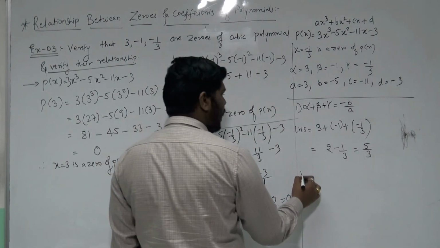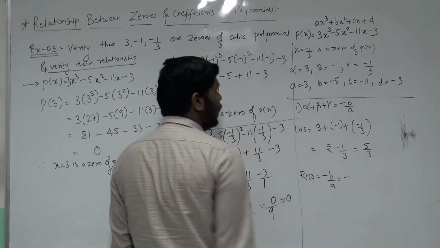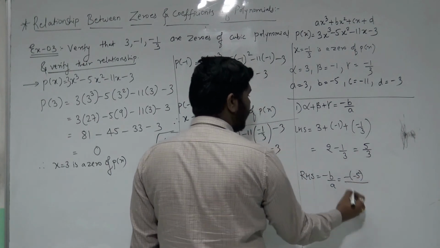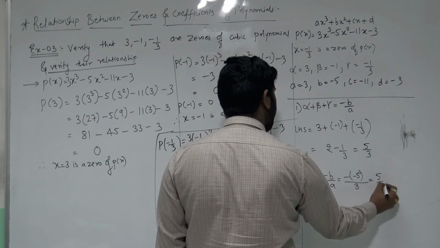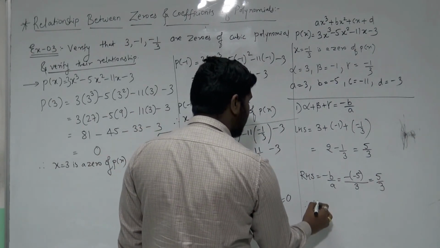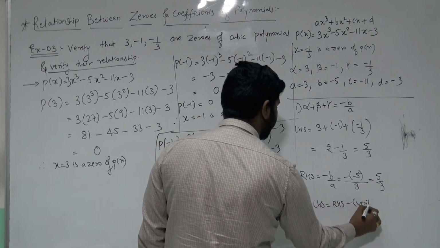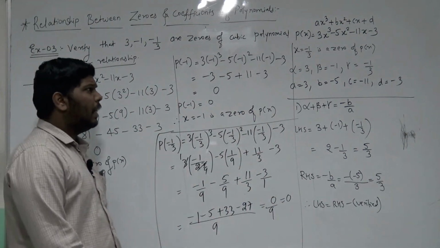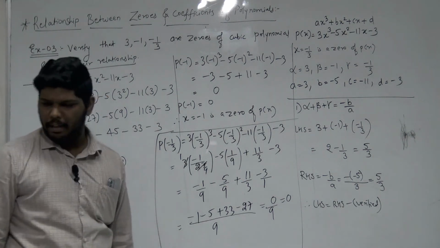And now if you go for the RHS, RHS is equal to minus b by a. So minus of, what is value of b? Value of b is again minus 5, correct? Divided by, what is value of a? It is 3. So minus of minus will give me plus 5 by 3. So as you can see, both the values are correct. Therefore we can say LHS is equal to RHS, verified. Correct? Now let us check the remaining two relationships. I hope you can just pause the video and complete this part.